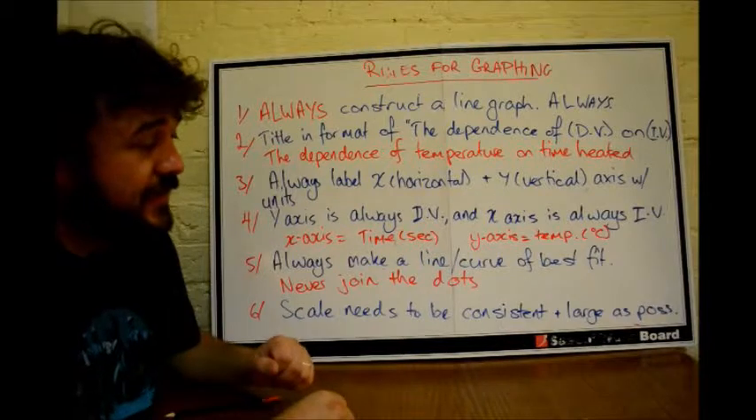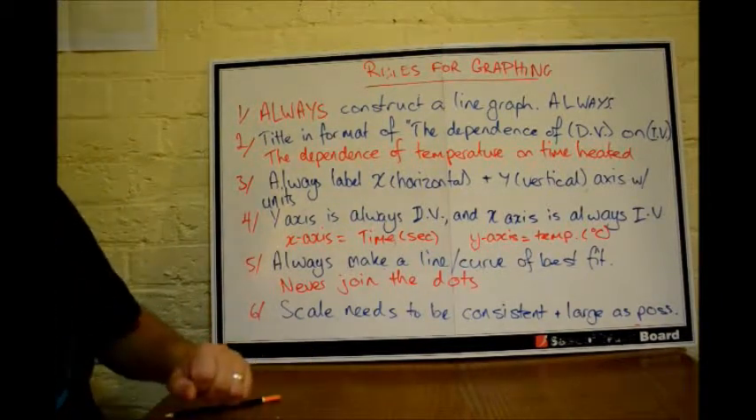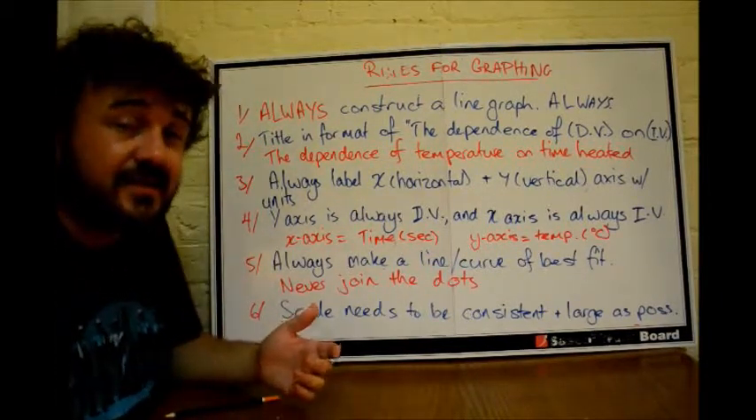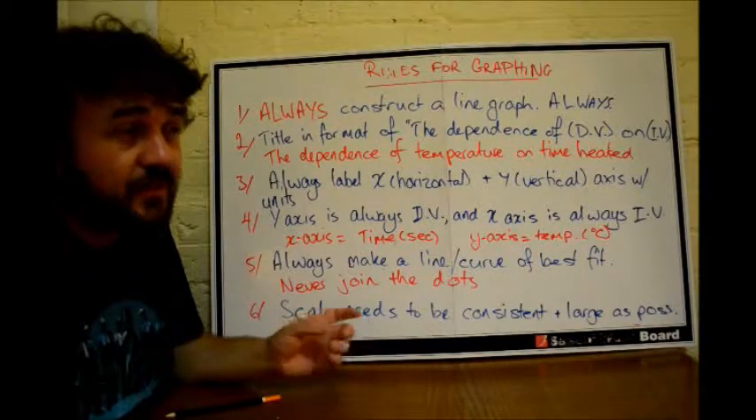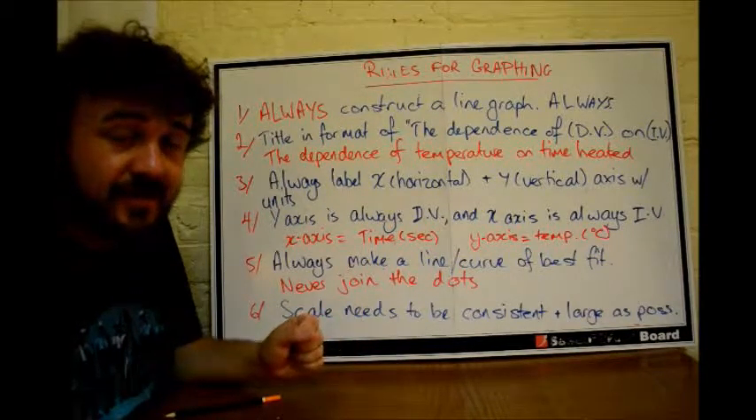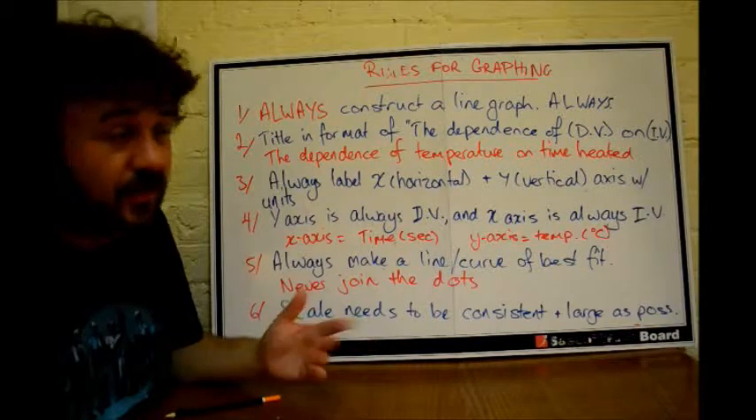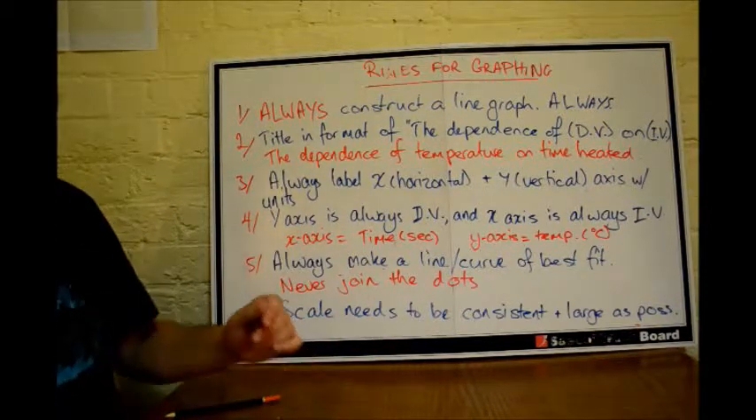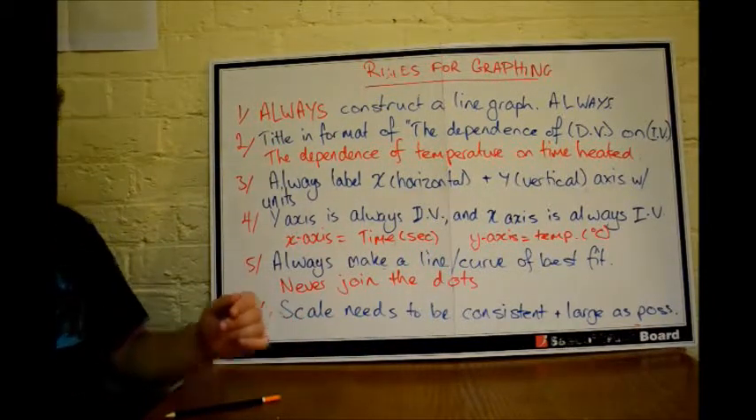The scale needs to be consistent and as large as possible. What consistent means is that the gap between 1 and 2 needs to be the same as the gap between 5 and 6. It's still 1 unit. Okay, and as large as possible means take up all the room we give you.